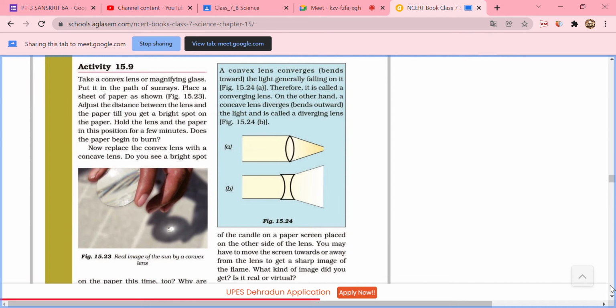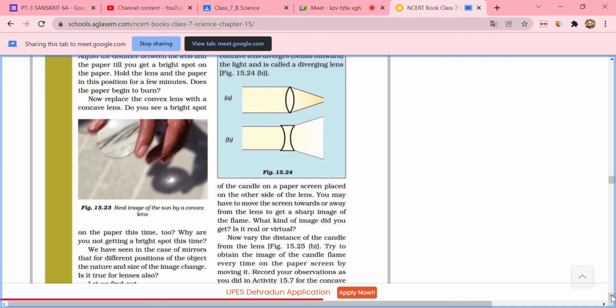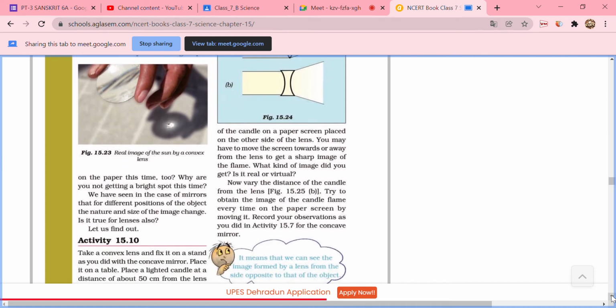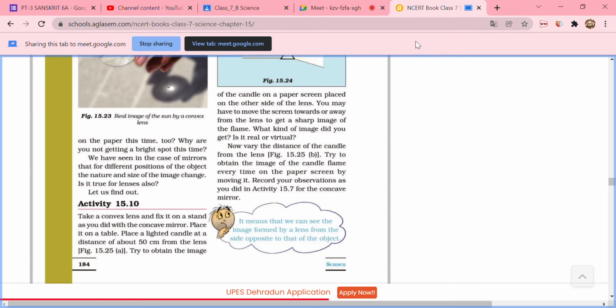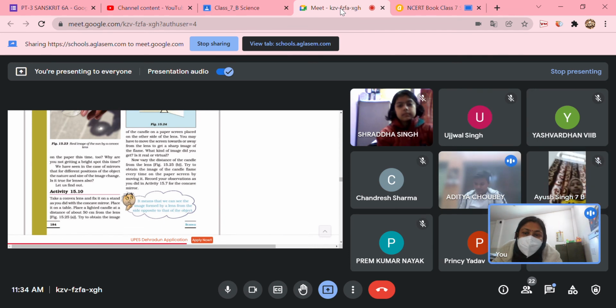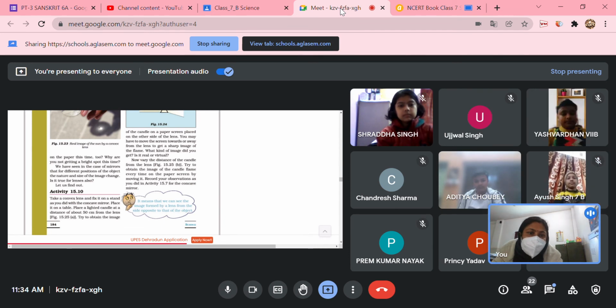Now replace the convex lens with a concave lens. Do you see a bright spot on the paper this time? Why are you not getting a bright spot this time? We have seen in the case of mirrors that for different positions of the object, the nature and size of the image change. Is it true for lenses also? Let us find out. In the case of a concave lens, we are not able to see a spot because the rays are diverging. They will never meet at a point. That is why you are not able to see the object on the other side.